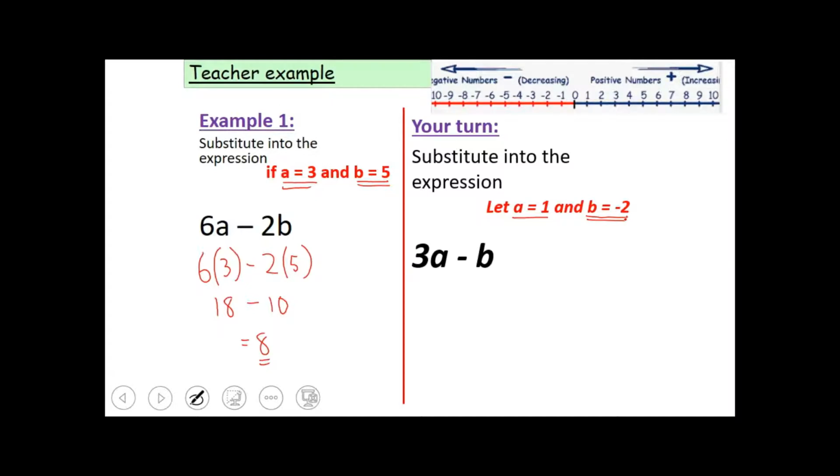Right, what you should have done is replace the A with the number 1. So let's get the 3 here first and replace the A with the 1. So we've got a 1 up there. Close the bracket. And then you must write take away. And the value of B this time is a minus 2. So please make sure you write minus 2. 3 times 1 is 3. Take away minus 2. Like we said previously, a minus and a minus, because the two signs are touching, makes a plus. In other words, 3 plus 2, and the answer is 5.